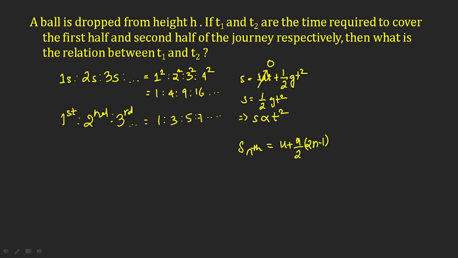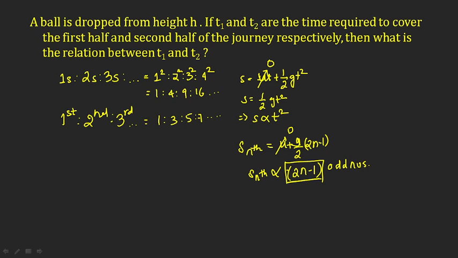For this free fall, a is going to become g and u is going to become 0. So we can get here that Snth is also proportional to 2n minus 1, and 2n minus 1 represents the odd numbers. I hope this is clear to you. So for the first second of the motion, n is going to be 1. For the second second, n is going to be 2. For the third second of the motion, n is going to be 3.